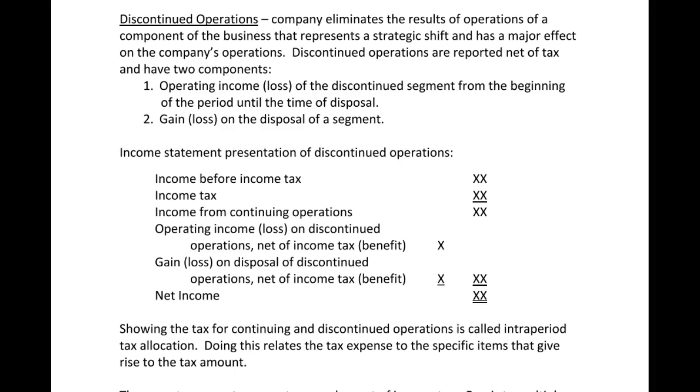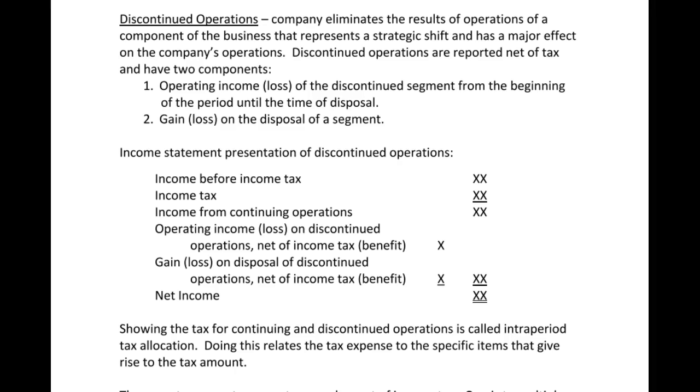Basically, when you have discontinued operations, think of it as a company discontinuing part of its operations. The company eliminates the results of operations of a component of the business that represents a strategic shift and has a major effect on the company's operations. For example, think about Gap. Gap owns Gap, Old Navy, Banana Republic, and a few other things. If Gap decided to sell Old Navy, that would be a discontinued operation.